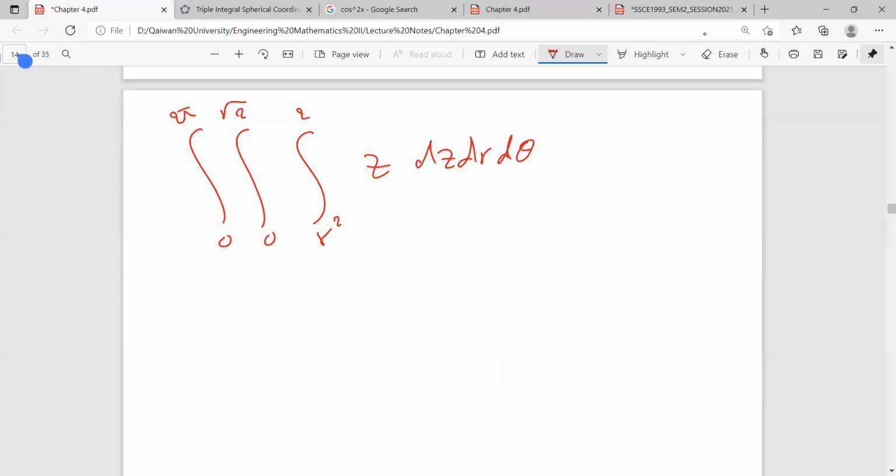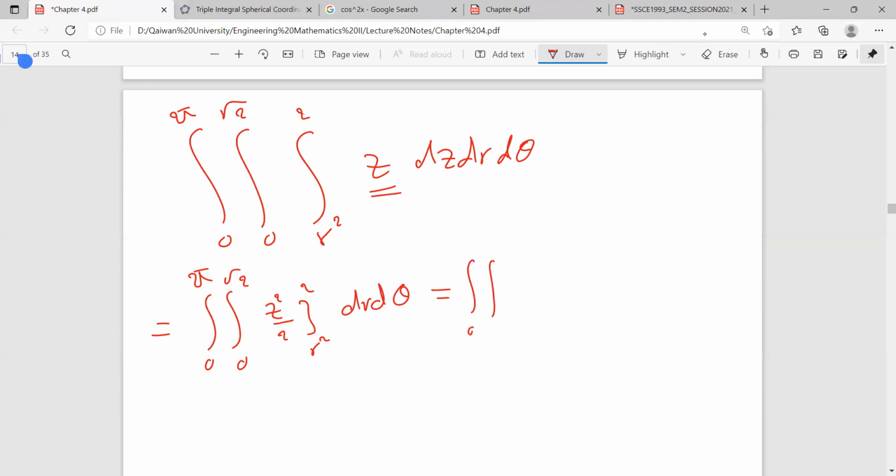First, the integration of z with respect to z is z squared over 2. That equals this double integral from 0 to 2 pi, from 0 to square root of 2, since we took the first integration. So we have two integrals left: z squared over 2 from r squared to 2, dr d theta. It equals the double integration from 0 to 2 pi, from 0 to square root of 2. Here we first replace it by 2, then we replace by r squared.